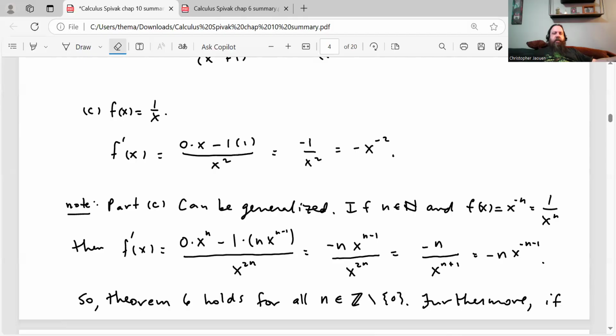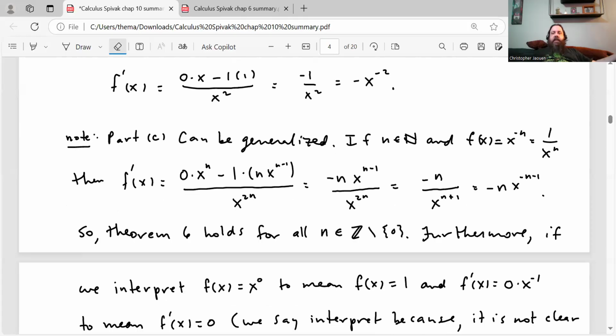All right, I will actually look at part C though. f of x equals 1 over x. If you take the derivative of that using the quotient rule, you get negative 1 over x squared, or in other words, negative x to the minus 2. This derivative can be generalized. If n is any natural number and f of x is x to the minus n, or in other words, 1 over x to the n, then f prime of x by the quotient rule simplifies to give you negative n x to the minus n minus 1. So theorem 6 holds for all integers not 0.